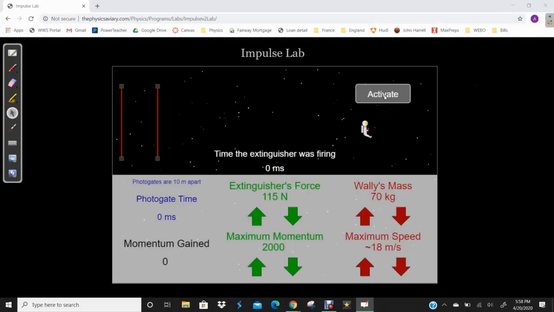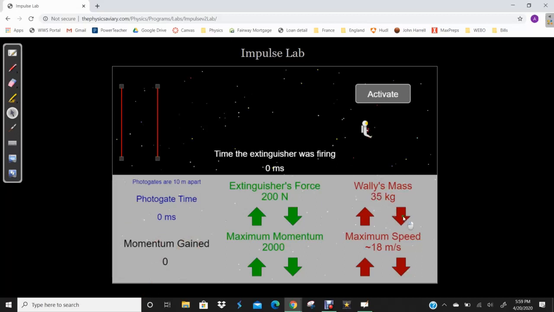We've got a space dude. His name is Wally. So we have Wally here, and he has a fire extinguisher in his hands. And what I can do is increase the force that fire extinguisher is applying to him. Let's bump it to 200, and I can change Wally's mass. So you guys can see force here, and then I can activate that and let it go for a certain amount of time. So I can give an impulse to Wally using the fire extinguisher, and that then changes his momentum, and we can measure that down here. We'll talk about that.